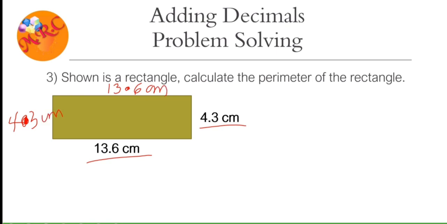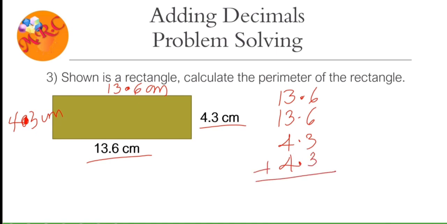Good. So we're going to go ahead and add all the sides, because perimeter is the total distance around a surface or anything that you're looking at. So we're going to add up the sides. So it's 13.6 plus another 13.6 plus 4.3 plus another 4.3.